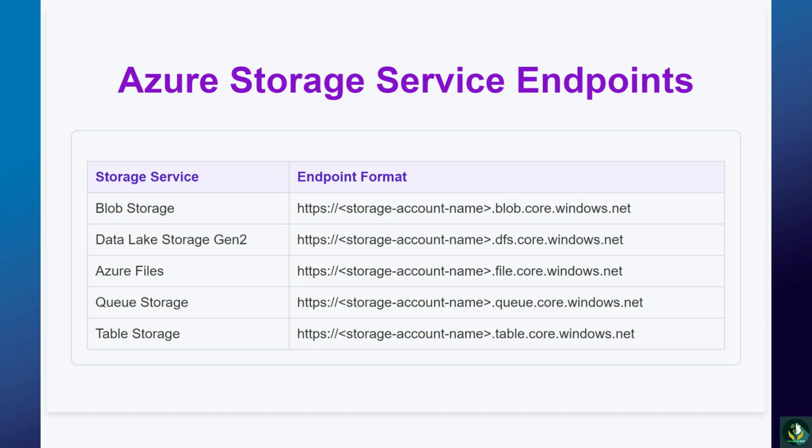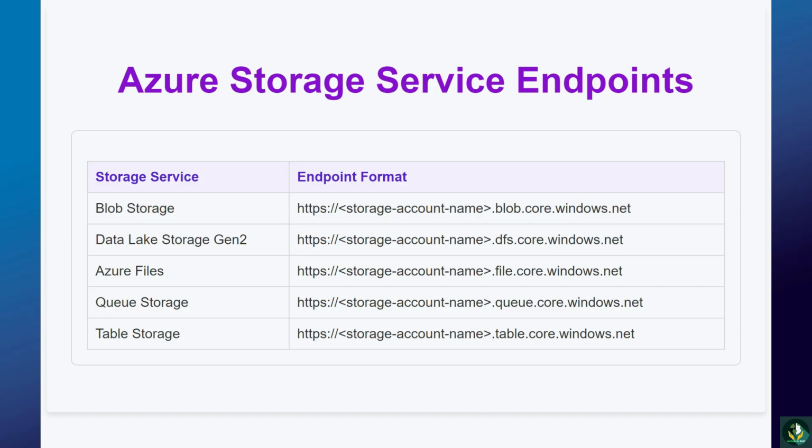Queue storage, designed for storing large numbers of messages that can be accessed from anywhere in the world, has the endpoint https://storageaccountname.queue.core.windows.net. This service is often used for creating a backlog of work to process asynchronously. Lastly, table storage, a NoSQL data store providing key attribute storage with a schemaless design, uses the endpoint https://storageaccountname.table.core.windows.net. This service is useful for storing structured non-relational data.